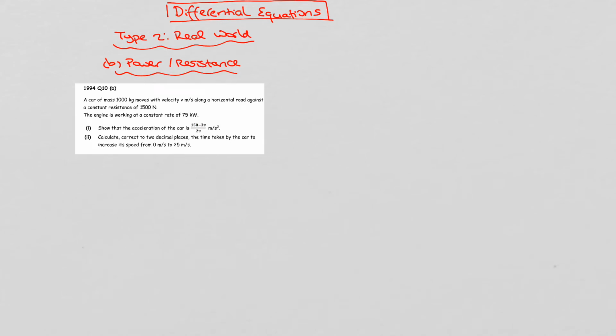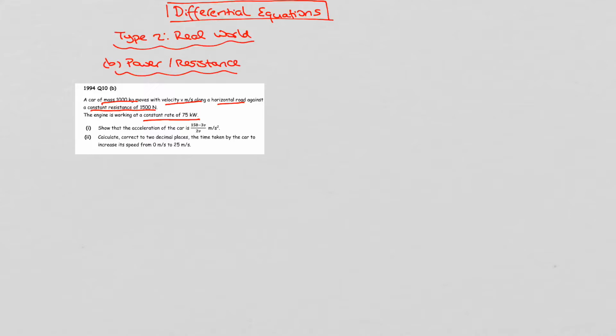Differential equations, type 2, real-world power resistance. So in 1994, we have a car of mass 1,000 kilograms moving with a velocity v along a horizontal road. And it's moving against a constant resistance of 1,500 newtons. And we're given that the engine is working at a constant rate of 75 kilowatts.